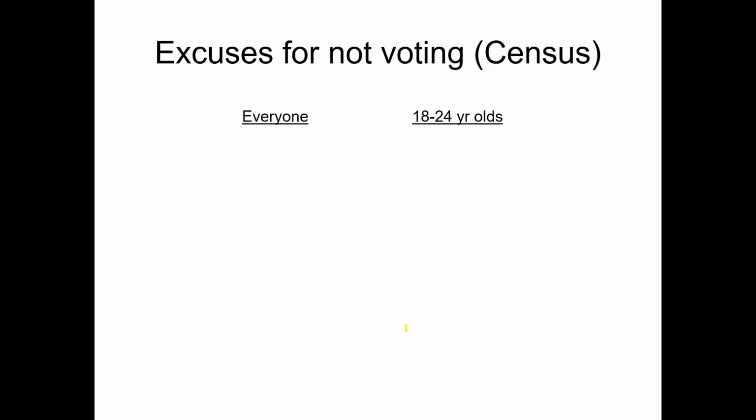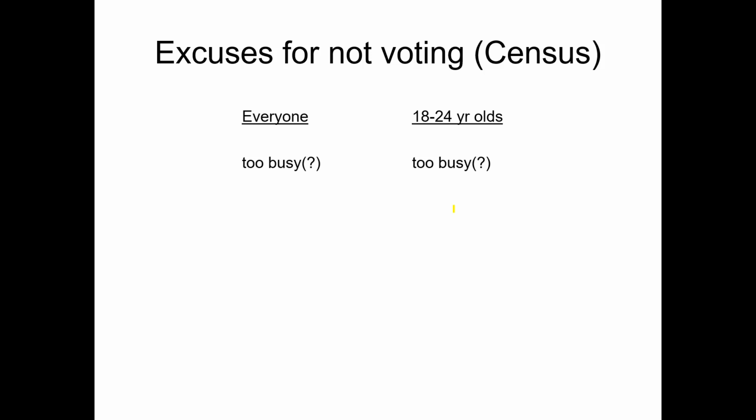What are the major excuses for not voting? The Census Bureau broke it down into the major excuses for all voters, and then broke it down just for comparison as to what the major excuse is for 18 to 24 year olds. And the interesting thing is that, now, is this person going to vote? No, they're too busy. What's really interesting is that the top excuse over the years in both categories is that people are too busy to vote.